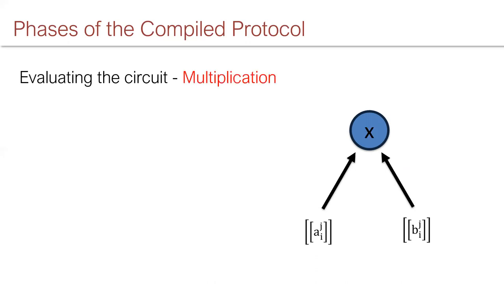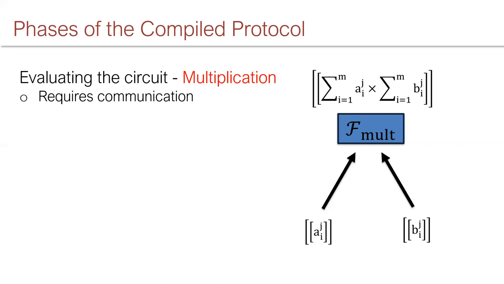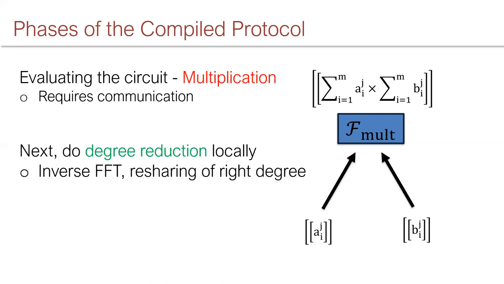Next, multiplication gates require communication. So to compute the product of two Shamir shares, the parties communicate using FMULT, which allows computing the cross products of the shares coming from the two input wires. Upon completing this multiplication phase, the parties have a global view of the Shamir shares of all the servers. And now they can run local degree reduction computations.